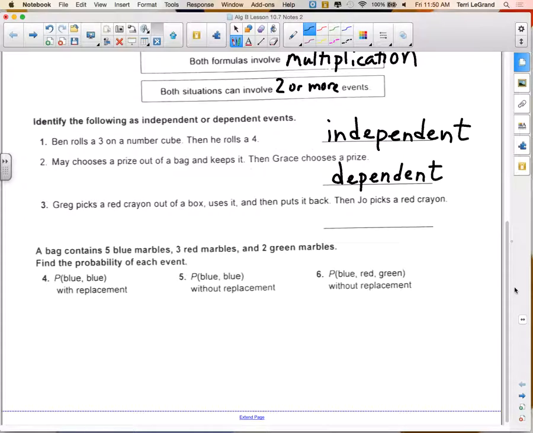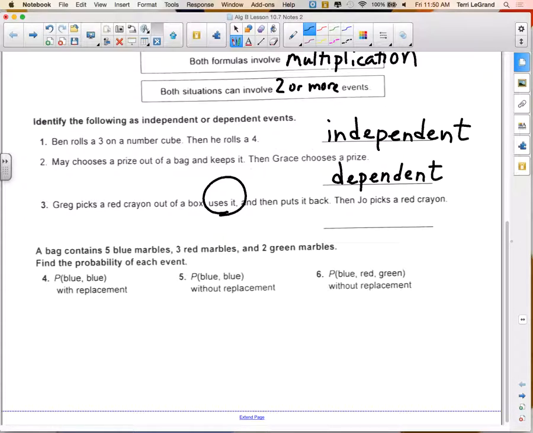So, okay, put it back and nothing changes. Trey, does it change from Greg using the crayon? What do you think, class? Does it change from Greg using the crayon? Because it says uses it. That's why they threw that in there. They're trying to test you to see, does that affect the second draw? The put it back affects the second draw.